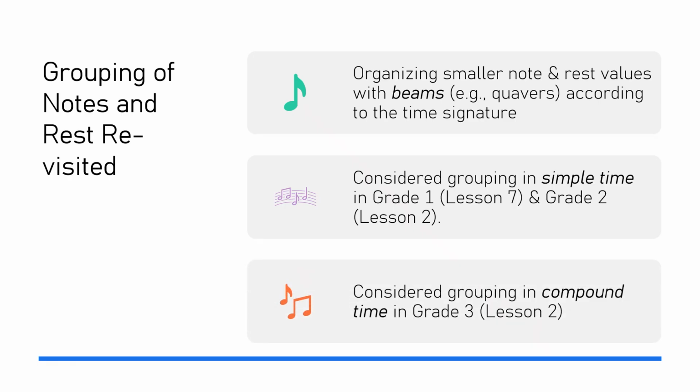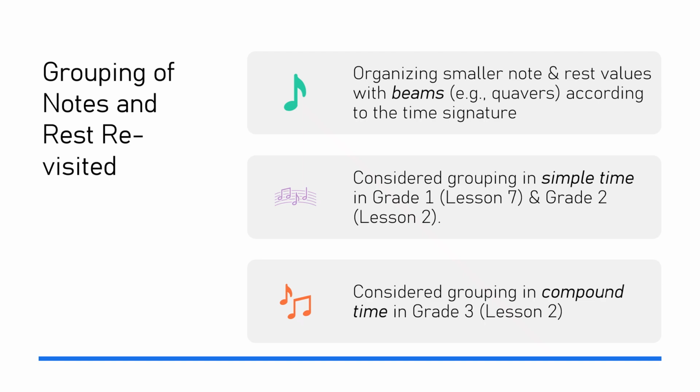And then we considered in our grade 3 lesson 2 how to group notes in compound time. Remember the three compound time signatures we introduced in grade 3 are 6/8, 9/8, and 12/8. So those are the three compound times we introduced. And then we exhaustively discussed how to group notes and rests, especially demi-semiquavers, under these three compound time signatures: 6/8, 9/8, and 12/8.